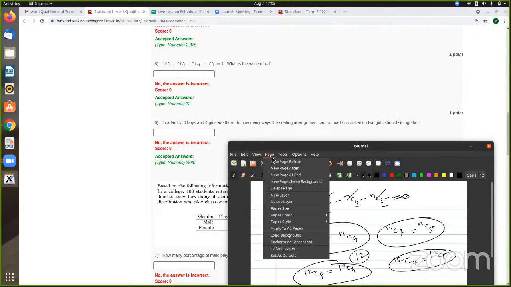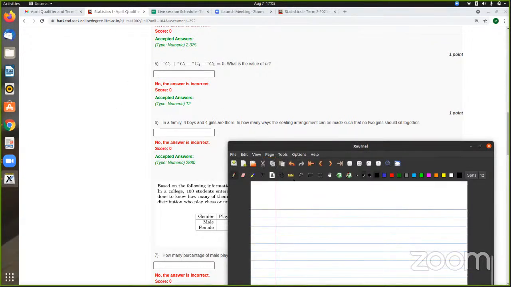Yes, sir. We have 4 girls and 4 boys, and we are conditioned that 2 girls should not sit together. So we will first arrange the 4 girls by 4 factorial. You should actually arrange the 4 boys first. I'm saying that, and now in between there are spaces. If we arrange the 4 girls first, then to satisfy the condition, we will put boys in between them, no?